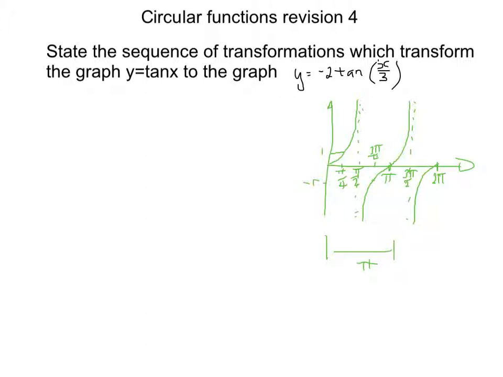So if we had a function of y equals tan nx, the period can be determined as equal to pi over n. Now, in the case of the question that we have here, our n value is actually equal to 1/3. So we're going to have pi divided by 1/3, which is flip the third and turn it into a times, which will give us 3 pi. So what that's actually going to do is stretch the graph out in the horizontal direction, in the x-axis.